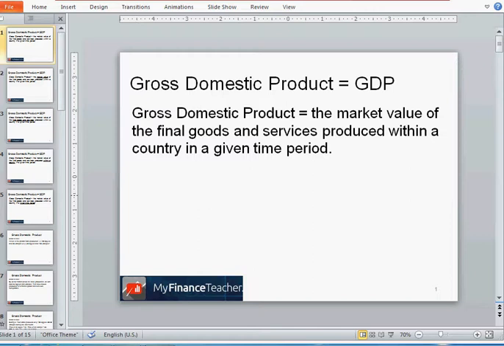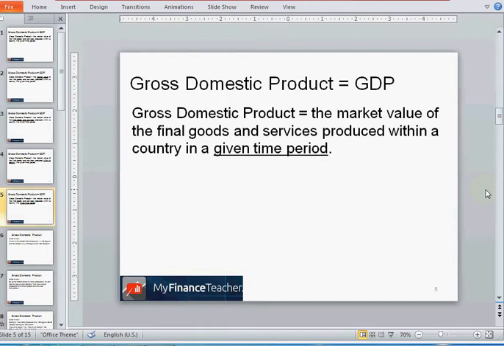Gross Domestic Product is the market value of all the final goods and services produced within your country in a given period of time. Within this definition, we want to emphasize four important components, which are market value, final goods and services, which are produced in a given country within a given period of time.